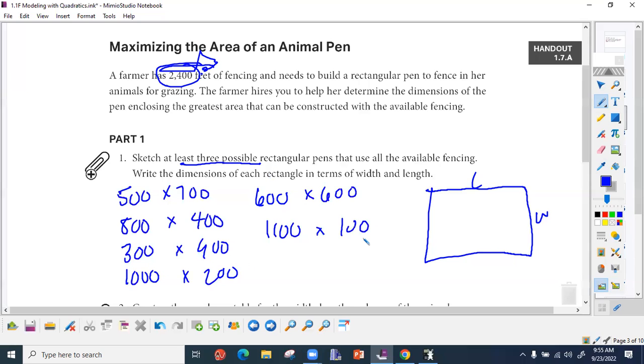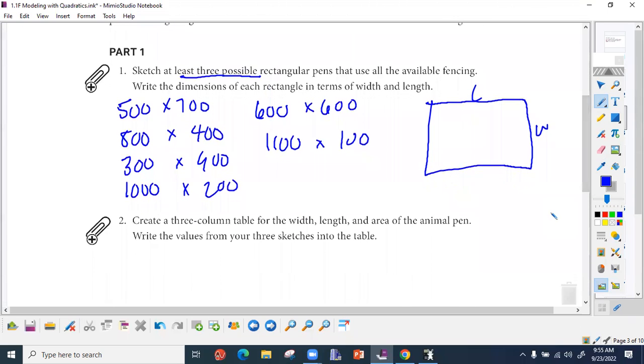I heard 1,000 by 200. Okay. Are there any more? What did you notice as you were doing this? You had to find numbers that did what? That fit, but what is a pattern? A square is a perfect rectangle. You should have learned that in geometry. A square is a perfect rectangle, sir.